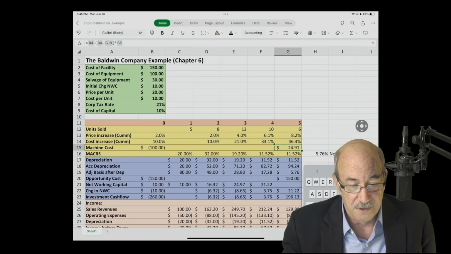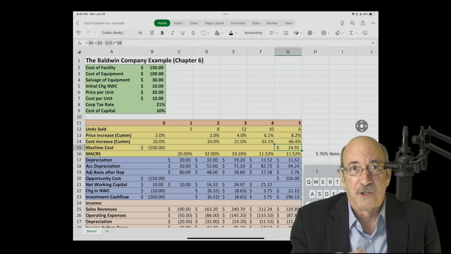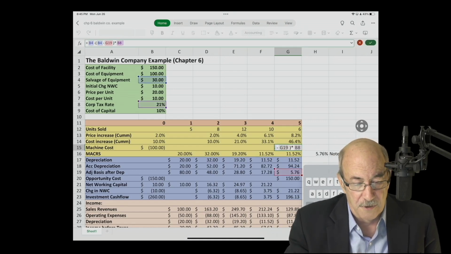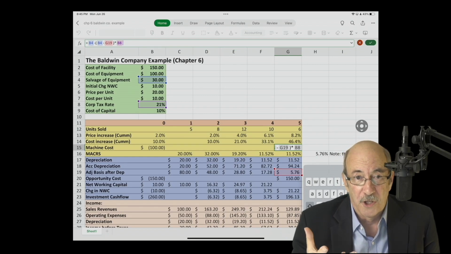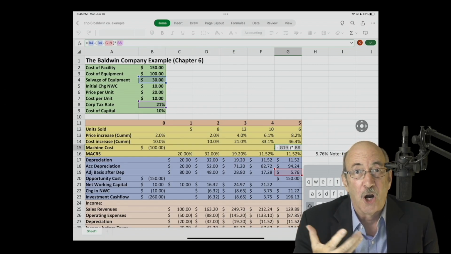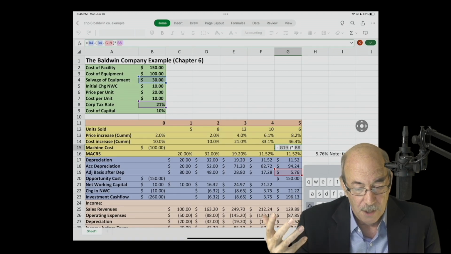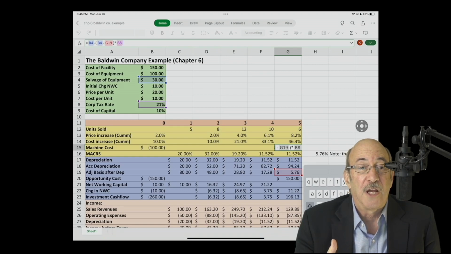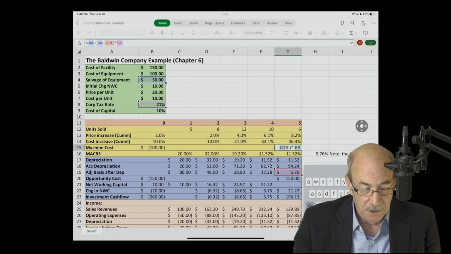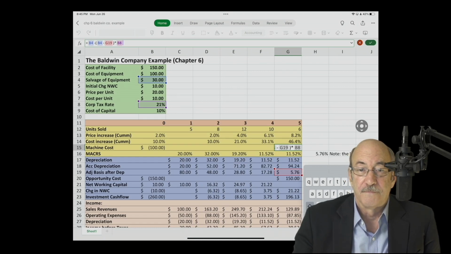So since I did promise you we'd talk about this in more detail, let's see how that actually works out. I've clicked on the formula, so it highlights all of the cells that are part of this formula. I've got salvage of the equipment up here in B4. I have the corporate tax rate in B8. I'm also going down here to G19, adjusted basis after depreciation.